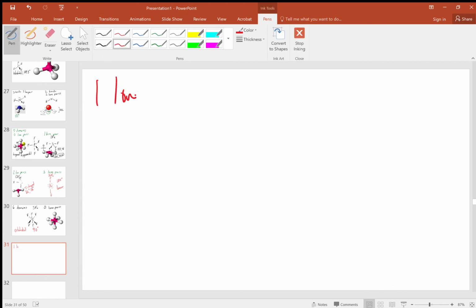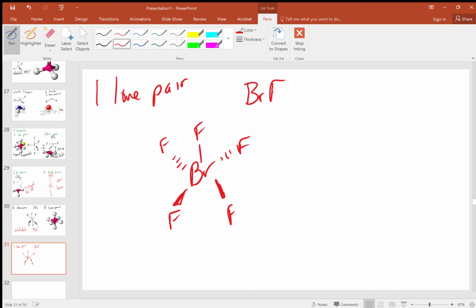So one lone pair. We can see that in bromine pentafluoride. This is known as square pyramidal. Bond angles here, again, slightly condensed because of the lone pair pushing away. So we end up at about 88 degrees.